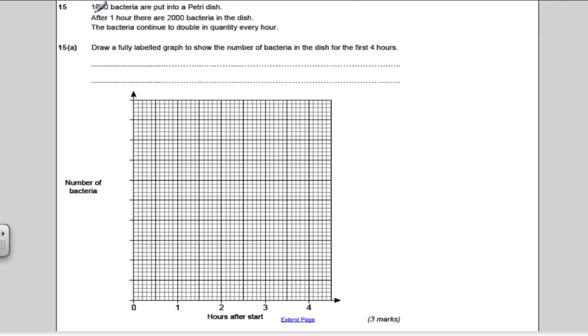Okay, question 15. 1,000 bacteria are put into a petri dish. After 1 hour, there are 2,000. And they continue to double in quantity after every hour. Draw a fully labelled diagram for the first 4 hours.